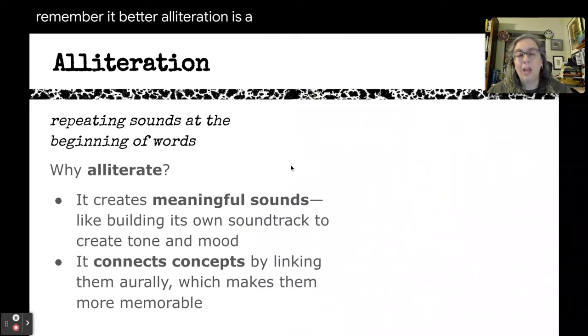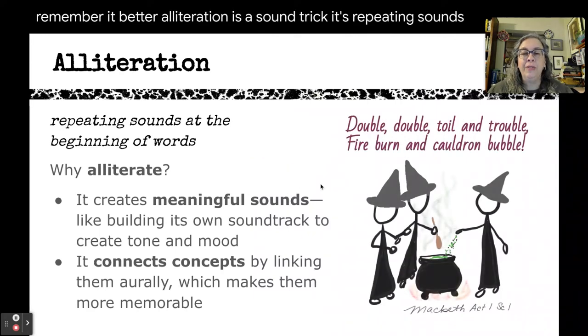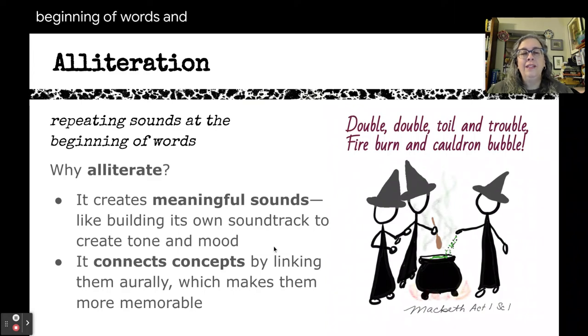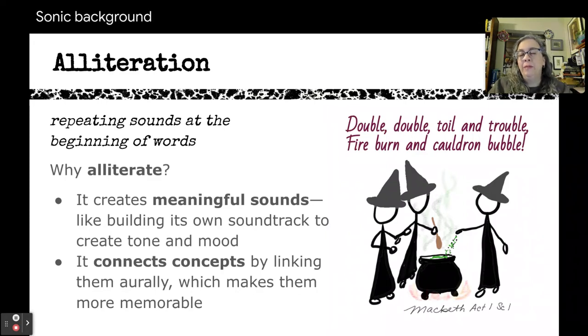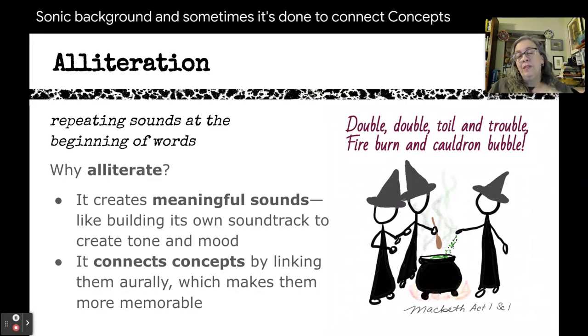Alliteration is a sound trick. It's repeating sounds at the beginning of words. Sometimes this is done to create sort of a soundscape, a sonic background. Sometimes it's done to connect concepts. Sometimes it's done to do both.